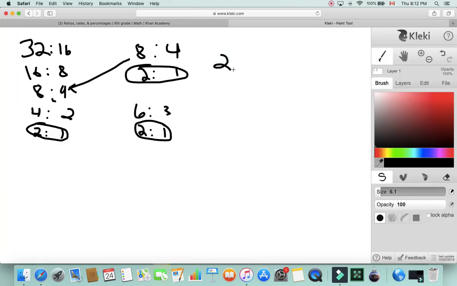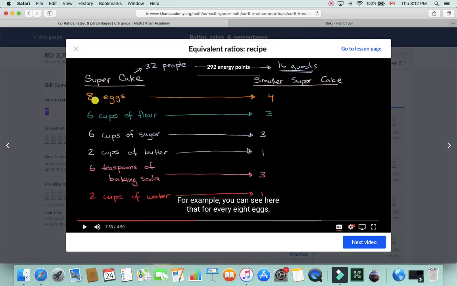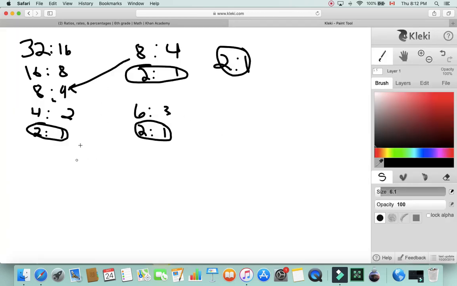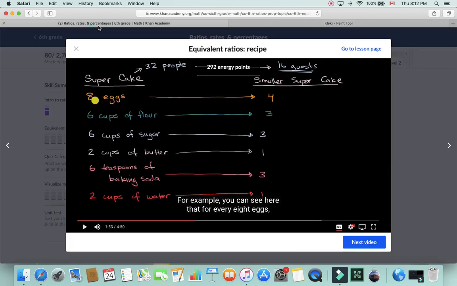How about two cups of butter? Two, and then comes one. See, it all makes sense. It all goes to two to one because you are halving the size. You're dividing by two because there is half the number of guests coming, whereas the original can feed 32 people.